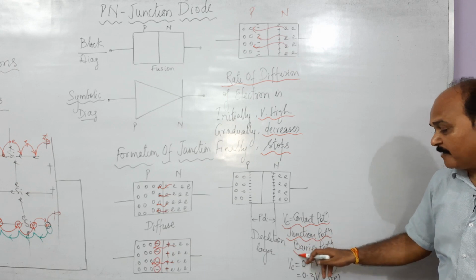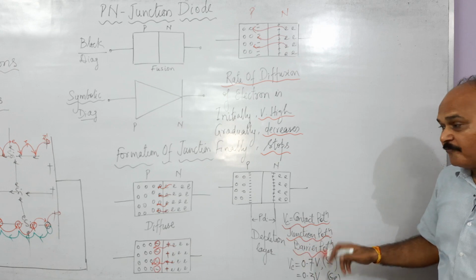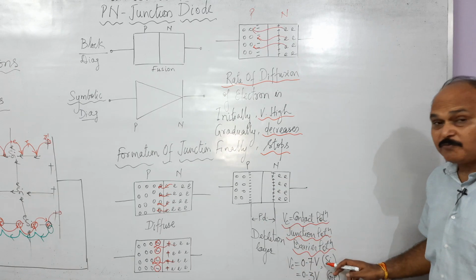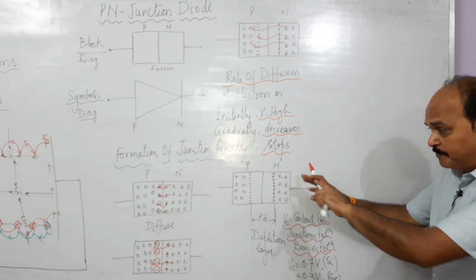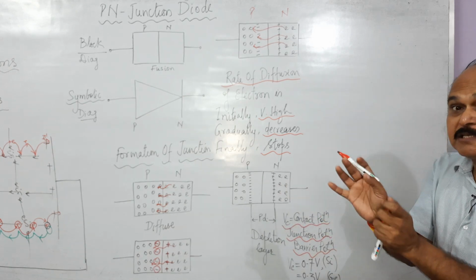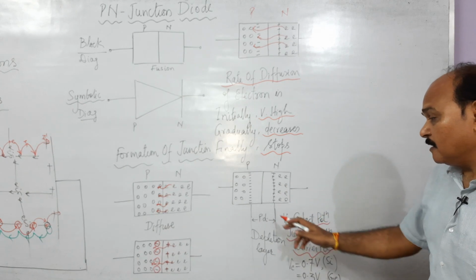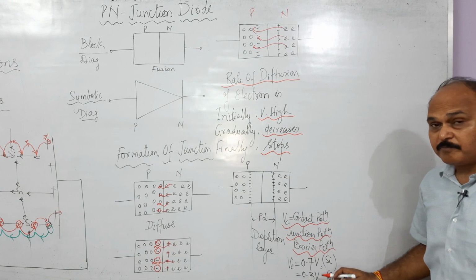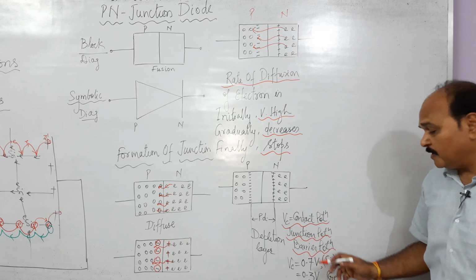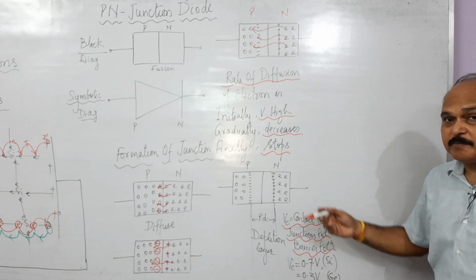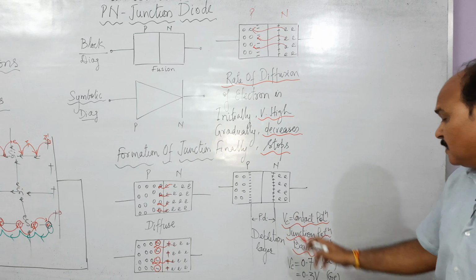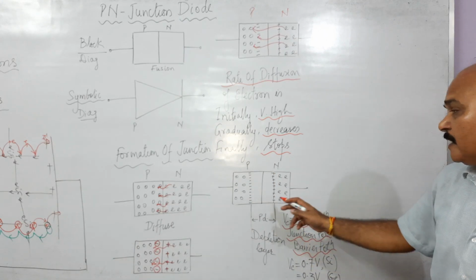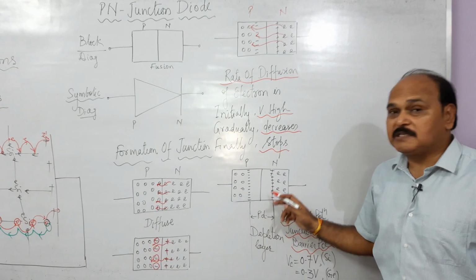It is called barrier potential. And the value of this potential difference is 0.7 volt if p and n materials are made up of base material silicon. And otherwise this potential difference is what? 0.3 volt. 0.3 volt when the base material is germanium. So for germanium semiconductors, this potential difference is 0.3 volt. For silicon semiconductor, this potential difference is 0.7 volt.